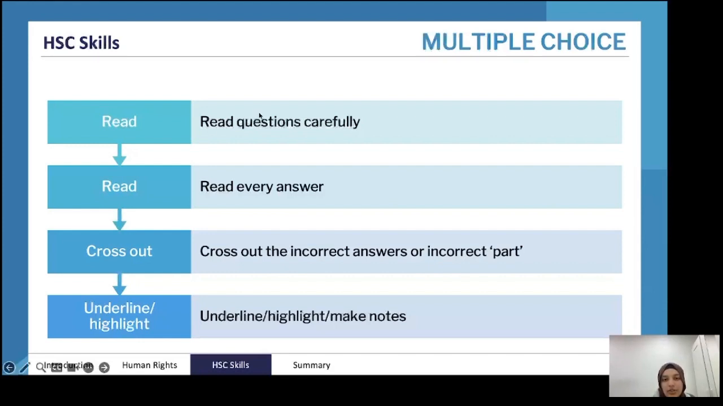Make sure you read the questions carefully. Make sure you read every single answer. Make sure that you cross out the incorrect answers or the incorrect parts of the answer, and underline or highlight, make notes, whatever you feel like works for you to help you out.